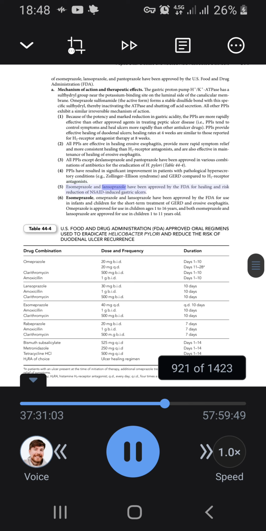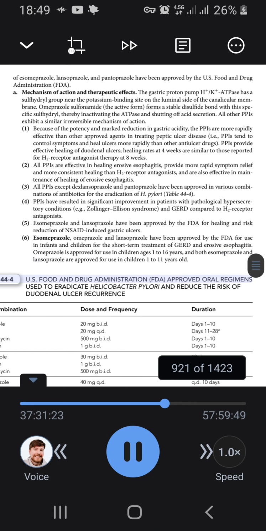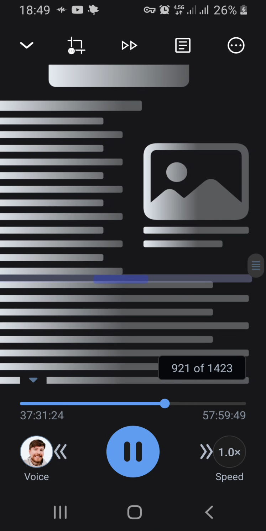Esomeprazole and lansoprazole have been approved by the FDA for healing and risk reduction of NSAID-induced gastric ulcers. 6. Esomeprazole, omeprazole, and lansoprazole have been approved by the FDA for use in infants and children for the short-term treatment of GERD and erosive esophagitis. Omeprazole is approved for use in children ages 1 to 16 years, and both esomeprazole and lansoprazole are approved for use in children 1 to 11 years old. Table 44-4 U.S. Food and Drug Administration.